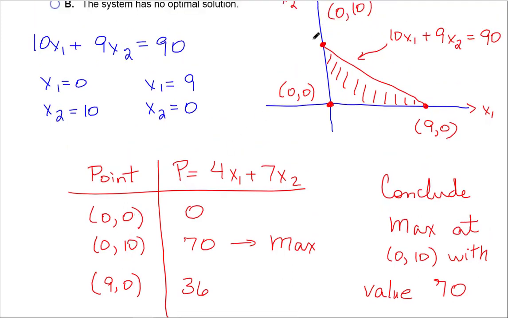All right, this corner point was 0, 10. So at 0, 0, P is 0. At 0, 10, I get a 70. And at 9, 0, I get 36. So the maximum value is 70, and it's occurring at the point 0, 10.